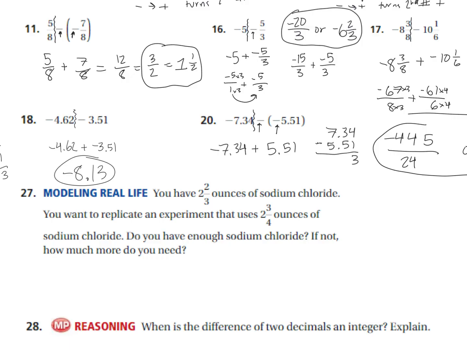Okay, 4 minus 1 is 3, I got to borrow here. 13 minus 5 is 8, 6 minus 5 is 1. Okay, I get 1.83. Check to see which had the greater value. It's this one, it's negative, so my answer is negative.